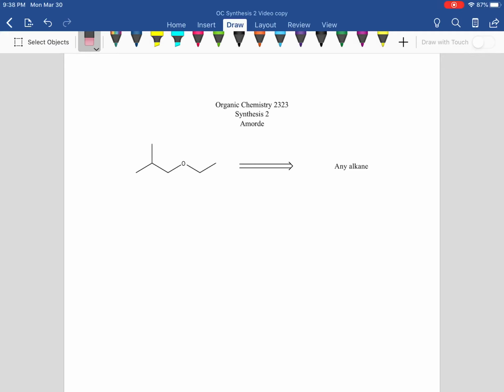All right, so let's take a look at another synthesis problem, only this one is a little bit sassier. So this is going to be fun. This is so much fun.